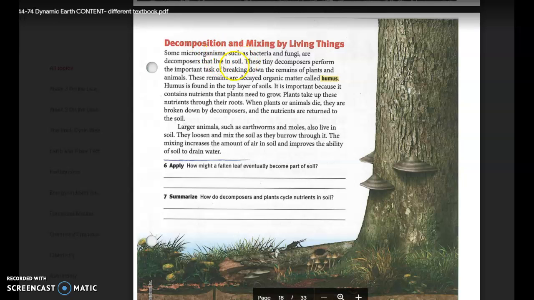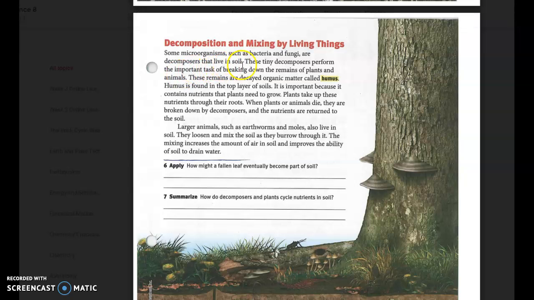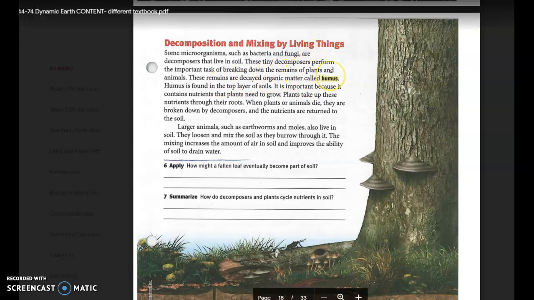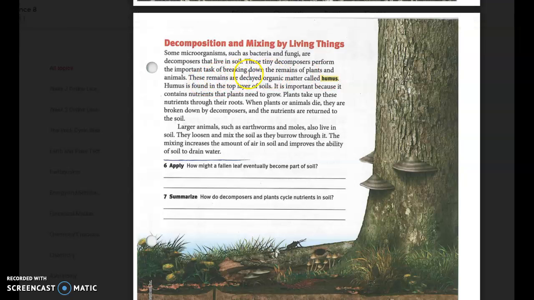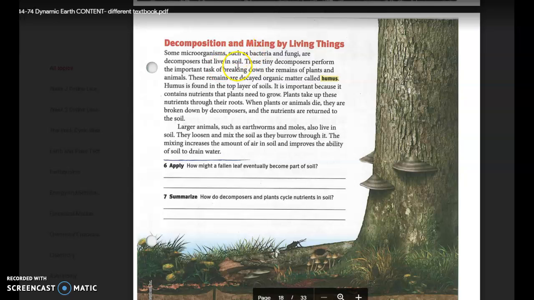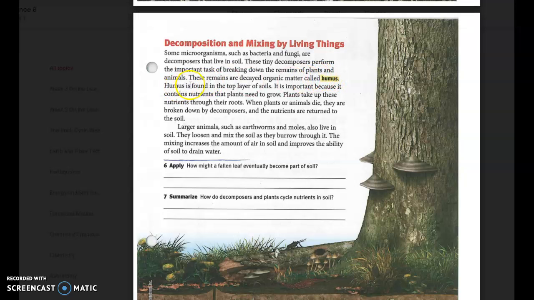These tiny decomposers perform the important task of breaking down the remains of plants and animals. These remains are decayed organic matter called humus. So there's your humus. The remains are decayed organic matter. So something that was alive, a plant or animal, that is being broken down by these tiny organisms like fungi and bacteria. So there's your humus. It's actually organic matter. Humus is found in the top layer of soils. It is important. So here is our next question.